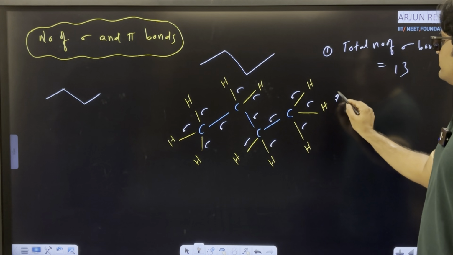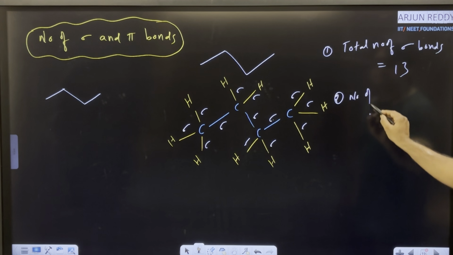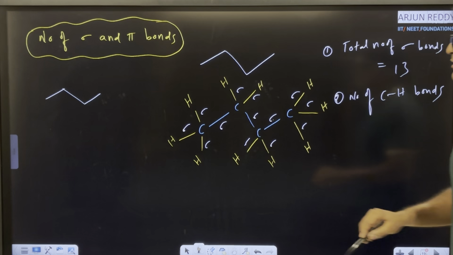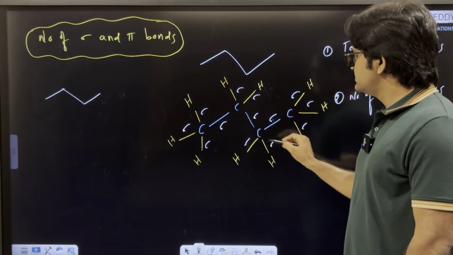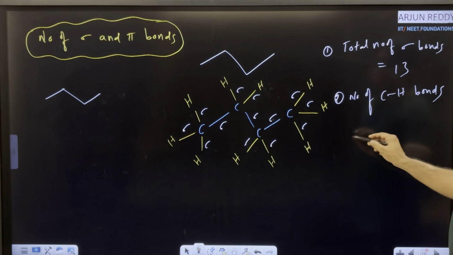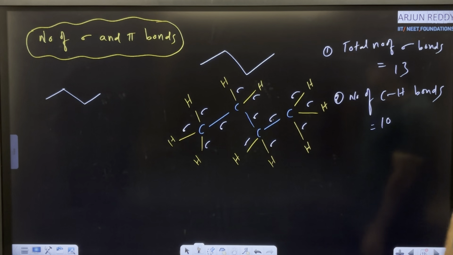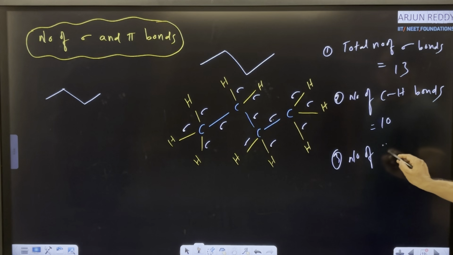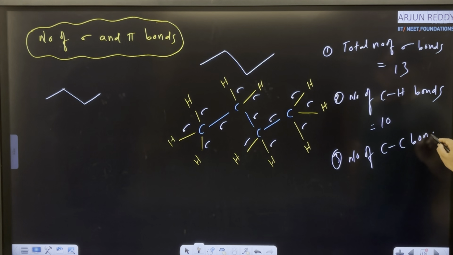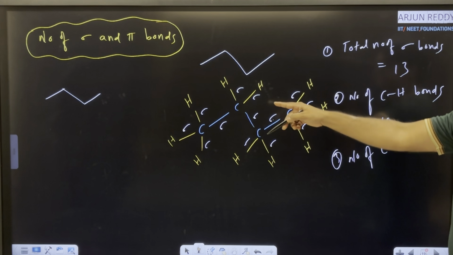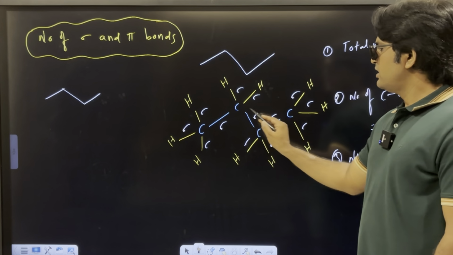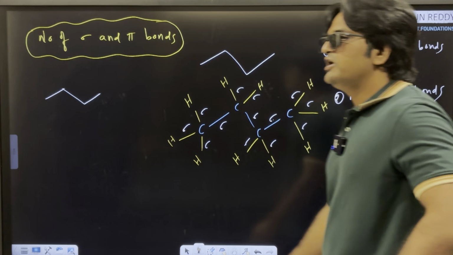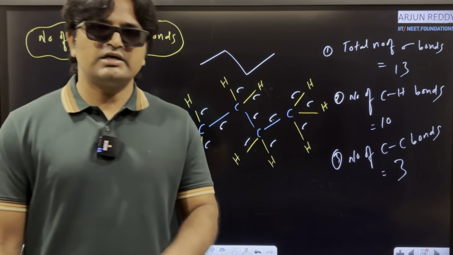Second point, number of CH bonds. How many CH bonds are present? 1, 2, 3, 4, 5, 6, 7, 8, 9, 10. So number of CH bonds equals to 10. Third one, how many CC bonds are present? Carbon carbon bonds: 1, 2, 3 equals to 3. That is the way of calculating number of sigma bonds and pi bonds.